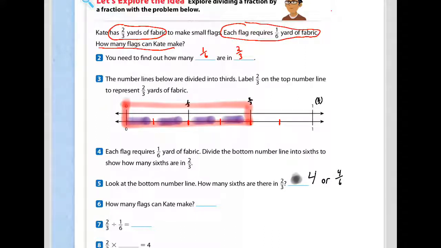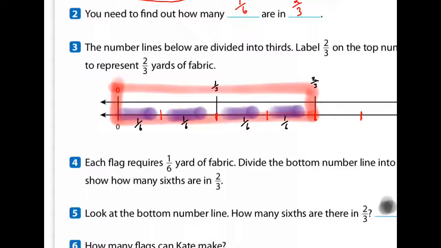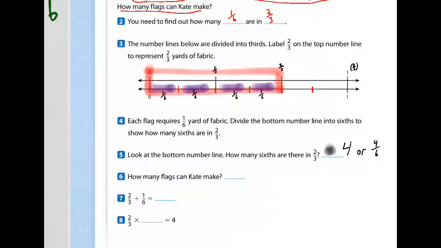Now 6 says, how many flags can Kate make? Well, remember, each flag takes a sixth, so each one of these purple marks is a sixth, right? A sixth of a yard. So each one of these is also a flag. So how many are there? There are 4 flags.